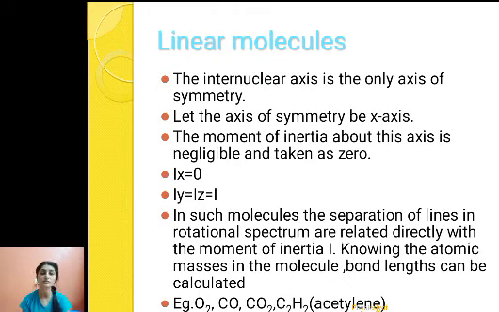In such molecules, the separation of lines in the rotational spectrum is related directly to the moment of inertia I, which we have already studied in the spectra of diatomic molecules, because a diatomic molecule is a linear molecule. Knowing the atomic masses in the molecule, bond lengths can be calculated using the formula I equals mu r squared, where mu is the reduced mass of the molecule. If you know mu, then you can find I just by knowing the value of the bond length. Examples of linear molecules are O2, carbon monoxide, carbon dioxide, and C2H2, that is acetylene.